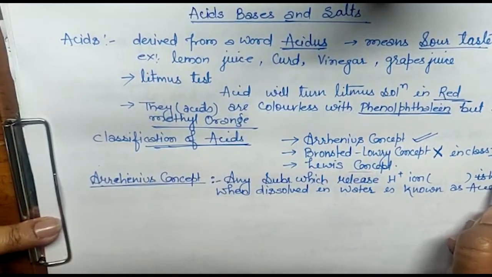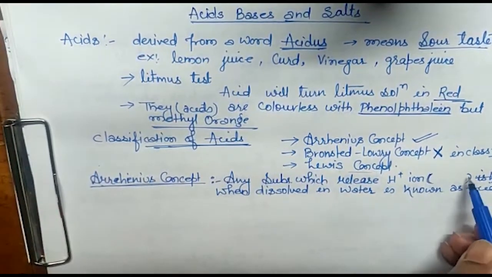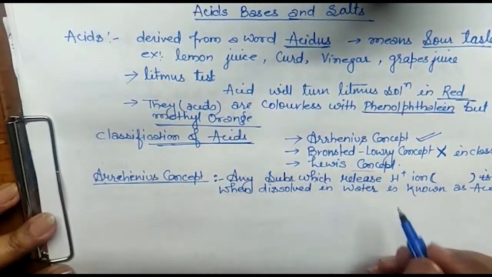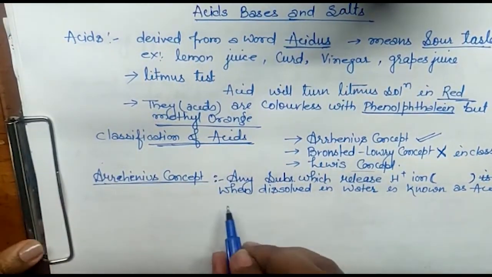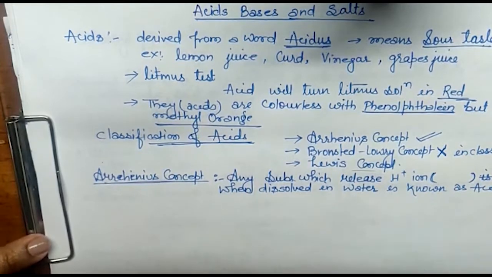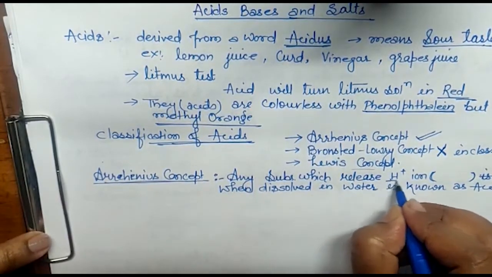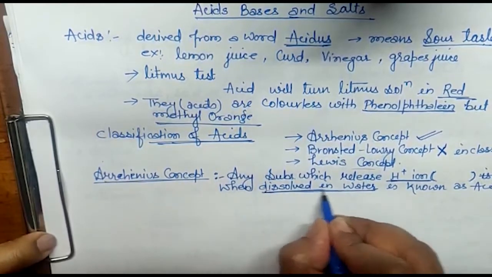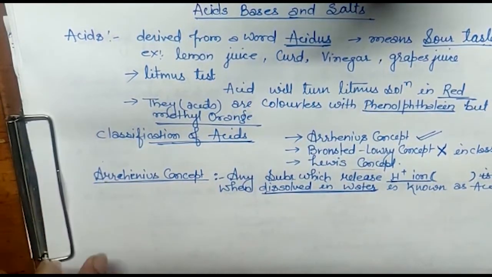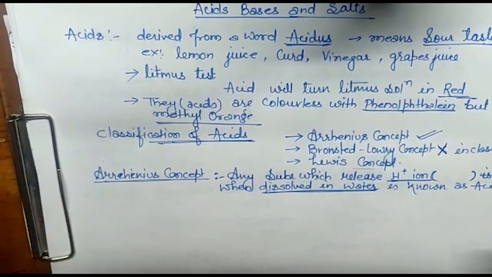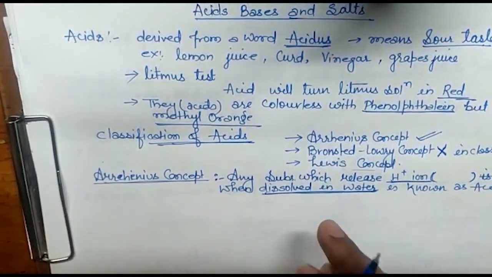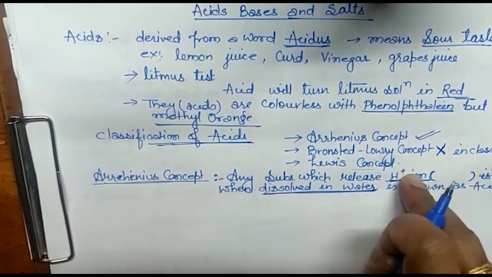Got it? This point I have left, I will explain it afterwards. So any substance which releases H plus ion when dissolved in water is known as acid. The two important things are: releases H plus ion and when dissolved in water. So that means acid cannot behave as an acid until or unless it is dissolved in water. So when it is dissolved in water, then only it will release H plus.